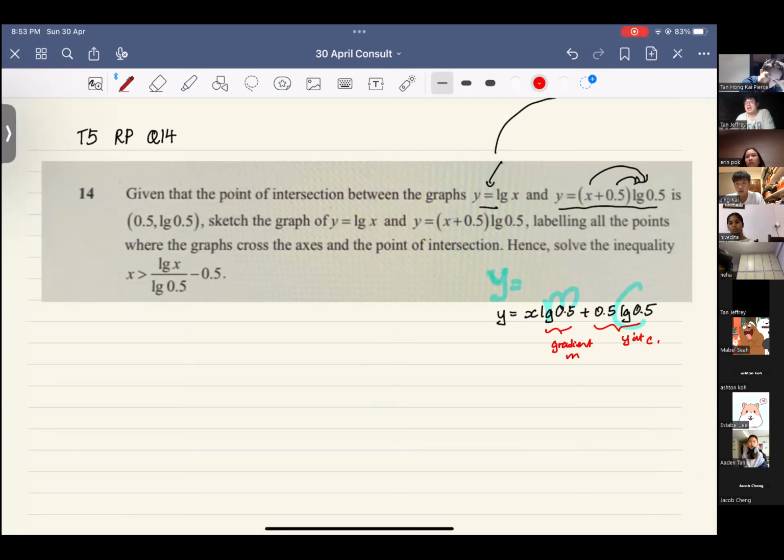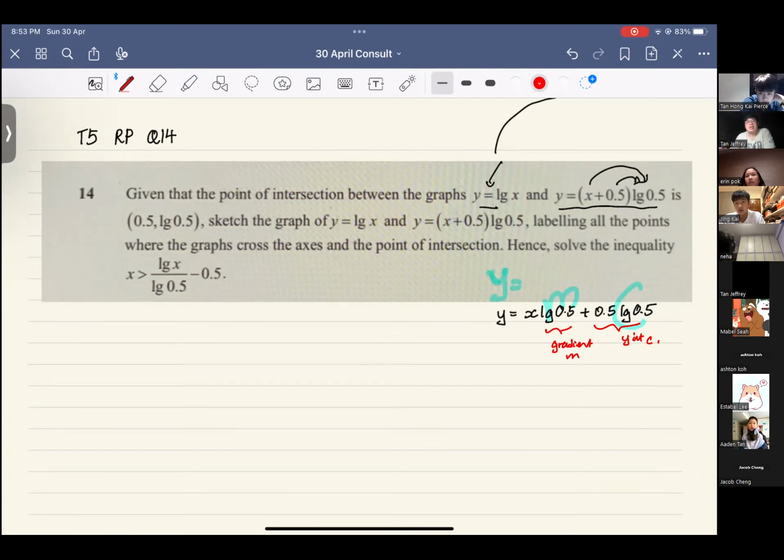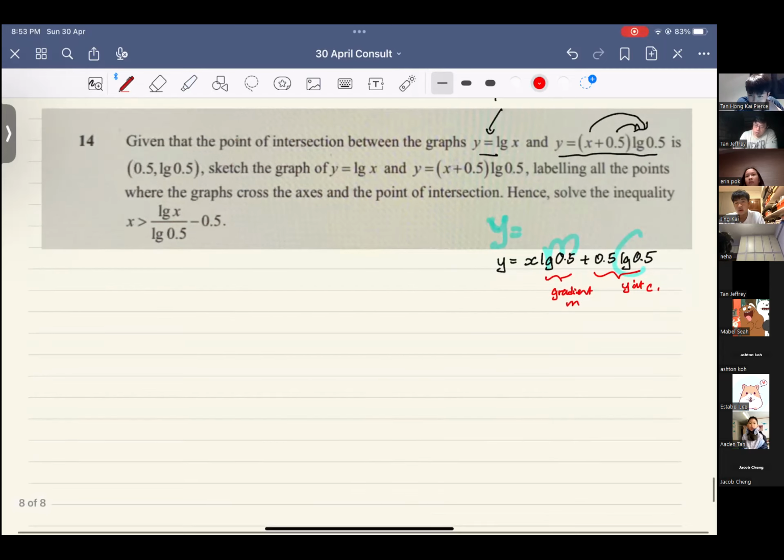It can look very disgusting, full of log inside, but deep within, it's just a simple line, which you have learned in set 1. Special note again: you know that log 0.5 is a negative value, right? So it means that your line is downward sloping. So without further ado, I draw my line.